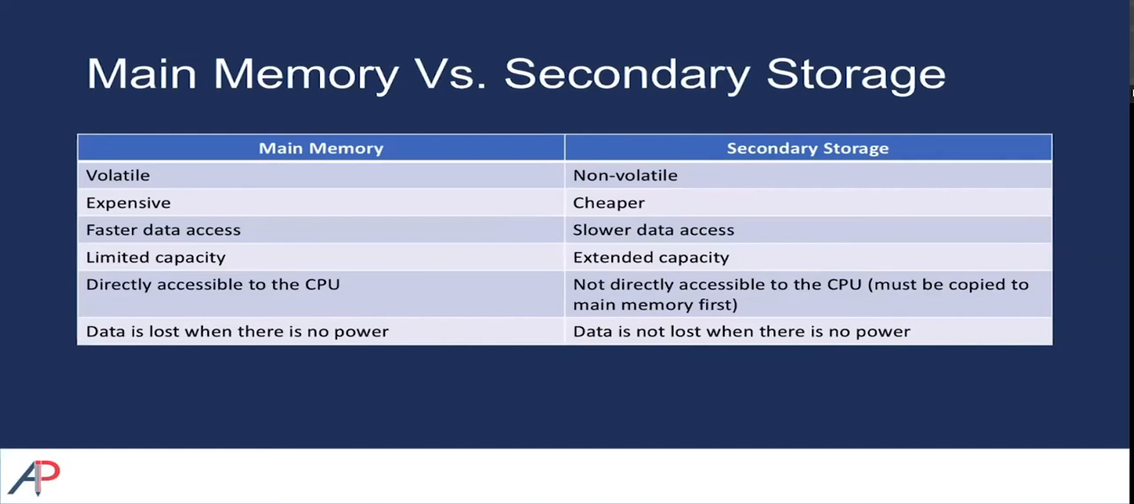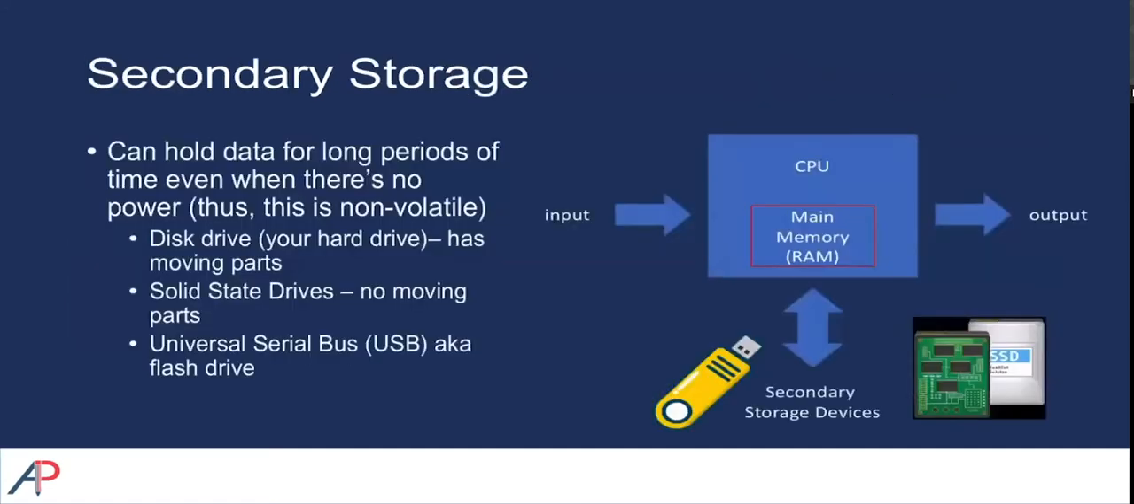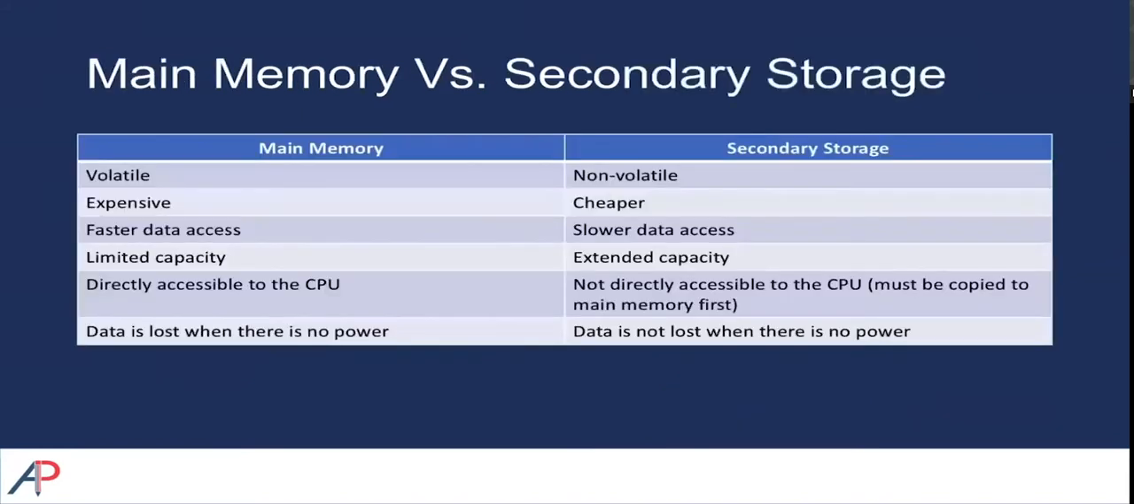Main memory is faster data access, because it's interacting directly with the CPU, whereas secondary storage is slower, because secondary storage actually has to work with the main memory. So the main memory goes straight to the CPU, whereas secondary storage goes to main memory, then to the CPU. So it's a little bit slower. Main memory is limited capacity because it is more expensive.